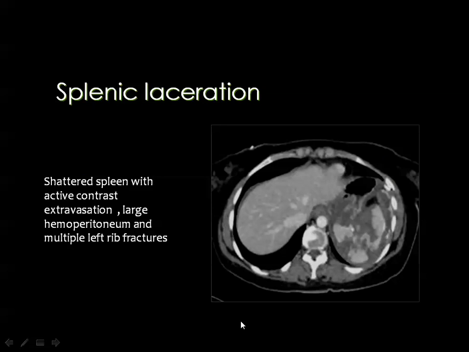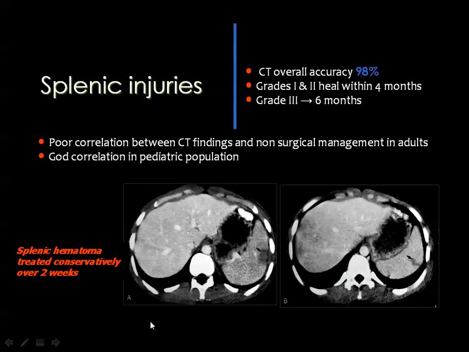Then this is an example of splenic laceration or shattered spleen. There is laceration and fragmentation of the spleen into multiple pieces surrounded by a large area of hematoma. And this is a grade 1 splenic injury with follow-up after conservative treatment, and this is the contusion, and this is the healing of the splenic injury.